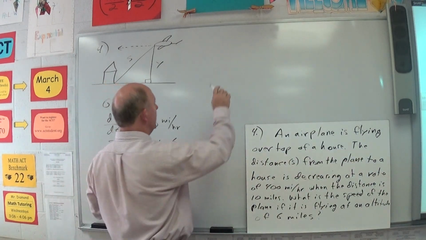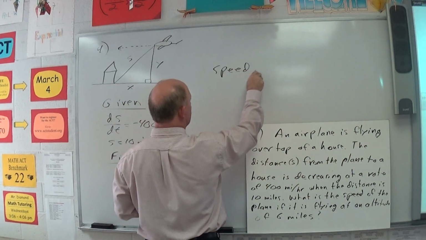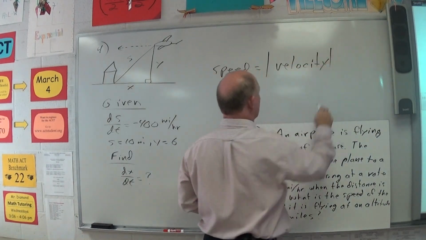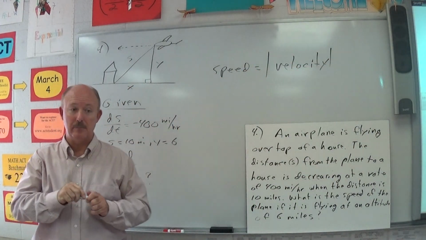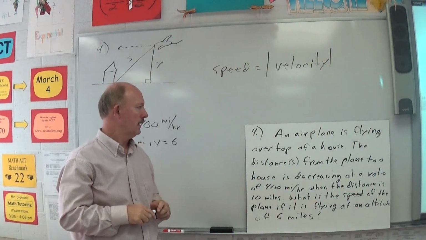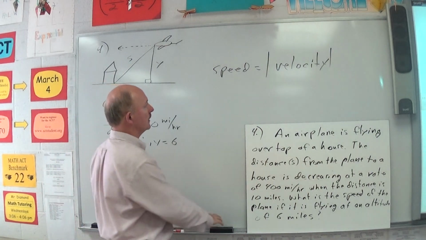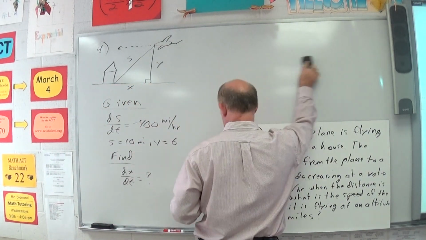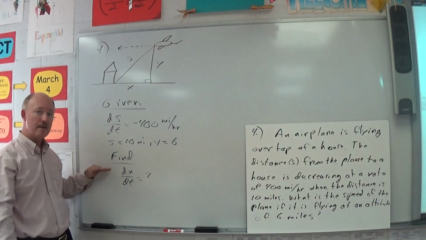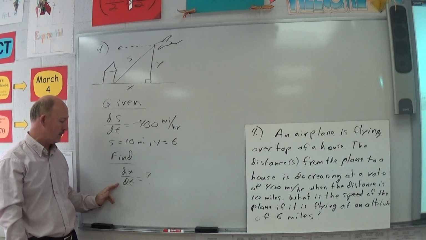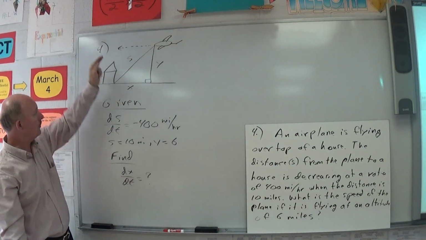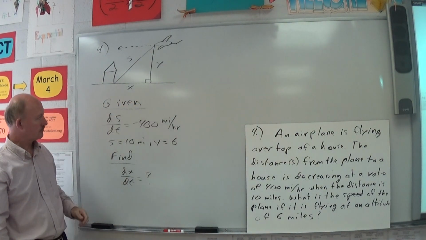Also, we got to remember that speed can't be negative. This is the absolute value of velocity. So what we're going to get here is the velocity, and if it's negative, we got to make it positive. So if we get a negative answer, we got to change the sign on it. Once we've got our given information, we know we're trying to find the rate of change of x with respect to time, because as the airplane flies over top of the house, x is what's changing.